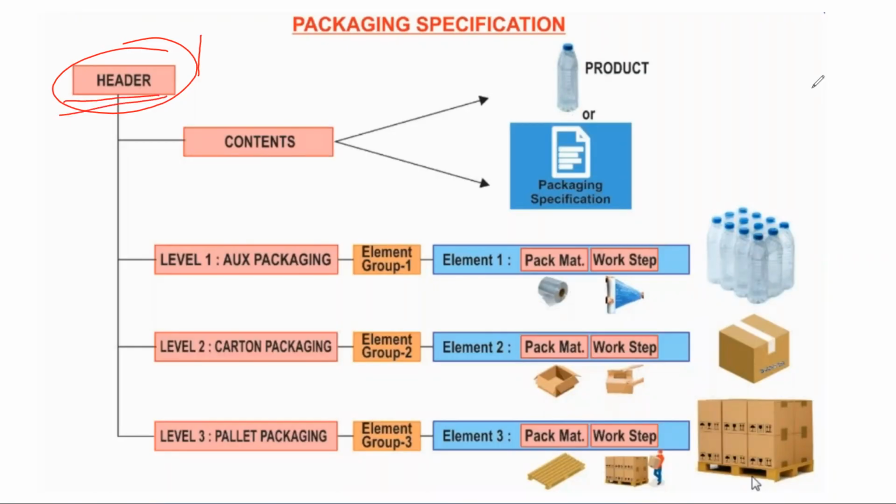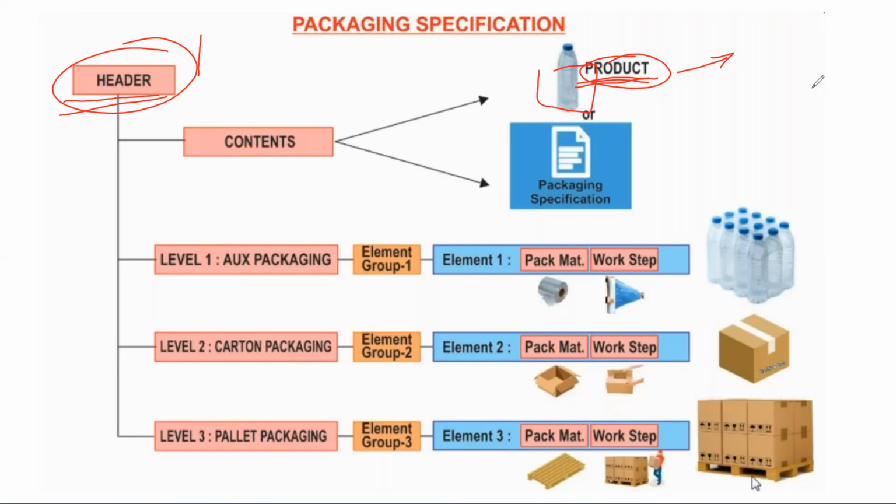But first, what are we going to do? Packaging specification might be having the product within this. Or else the product is already packed into some packaging unit, then we are going to pack that material also. That might be one thing. Like, we're going to consider the product first here. So how are we going to pack this product?